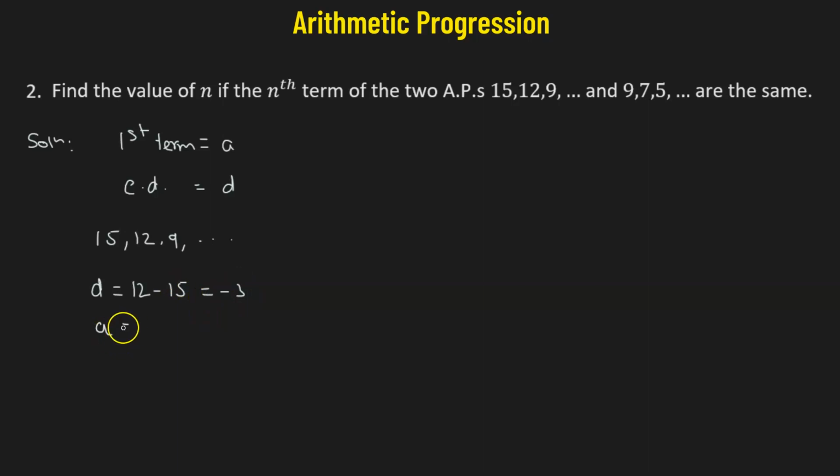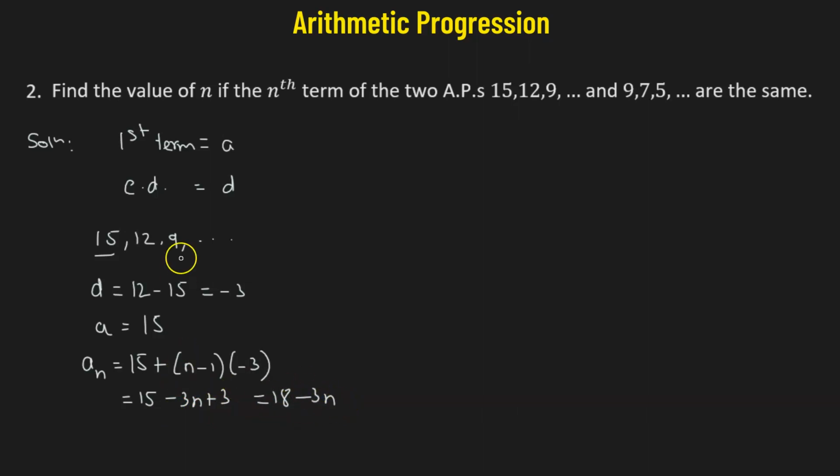And the first term of this particular AP is 15. Then our nth term will be given by, we have our first term, which is 15. So we have 15 plus (n minus 1) times the common difference, which is negative 3. So this will give us 15 minus (negative 3n plus 3), or simply 18 minus 3n. So this is the nth term of this particular AP.